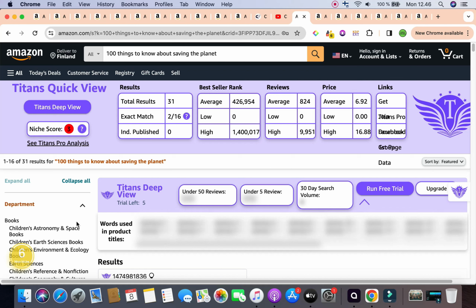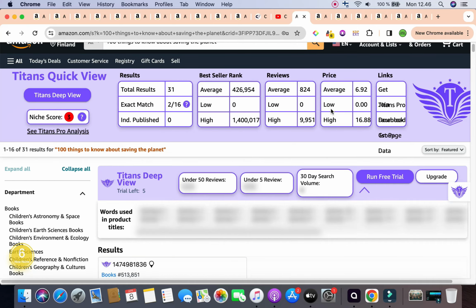First of all, we have a keyword niche score by Amazon Scout Pro of number 6, categorizing this as a wonderful, nice niche. Also, total results are 31, which is under 1,000, and that's really good. The best seller rank is sitting at 426,954, which is within that 400,000 mark that we want it to be. And also, the lower the better. The results here are 824 for the average reviews, and the price is $6.92.